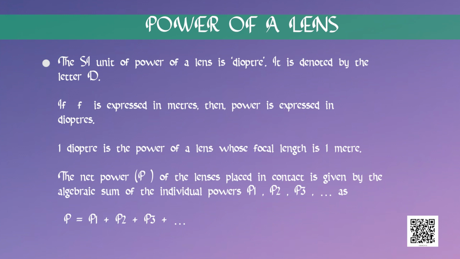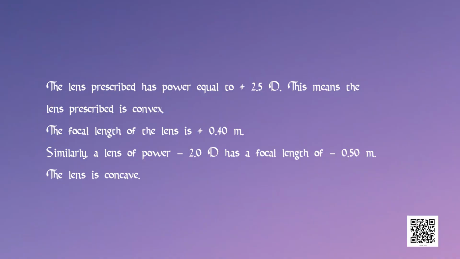Therefore, the power of a convex lens is positive, and that of a concave lens is negative. Opticians prescribe corrective lenses indicating their powers. Let us say the lens prescribed by an optician has power equal to plus 2.5 diopters. This means the lens prescribed is convex.